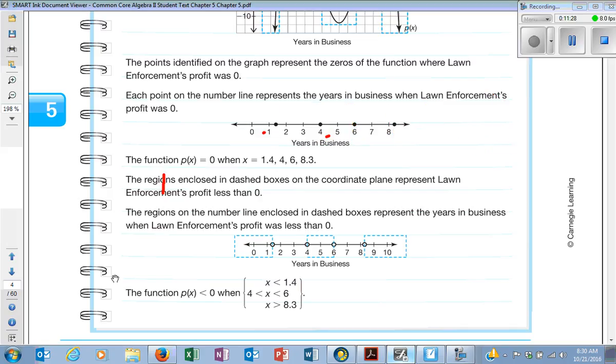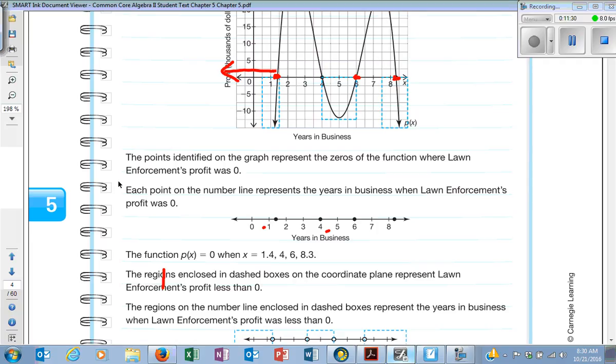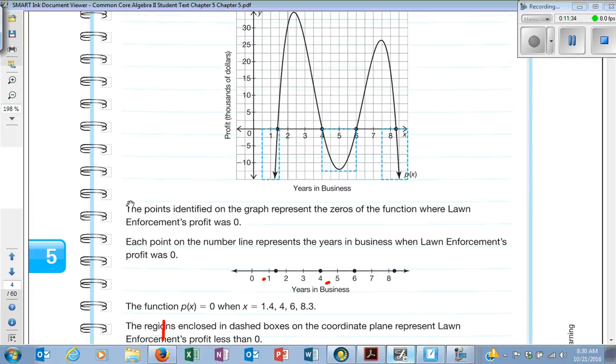So here's what they want. They want us to describe our x's. So let's look up here. They want us to describe our x's where our profit is less than 0. How can I describe this spot right here? X is going to be what? Less than, what did they say that intercept was? 1.4. Why can't it be equal to 1.4?